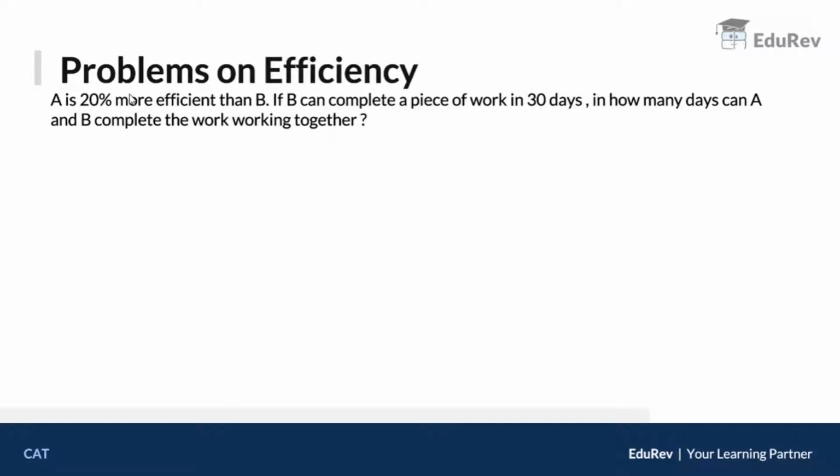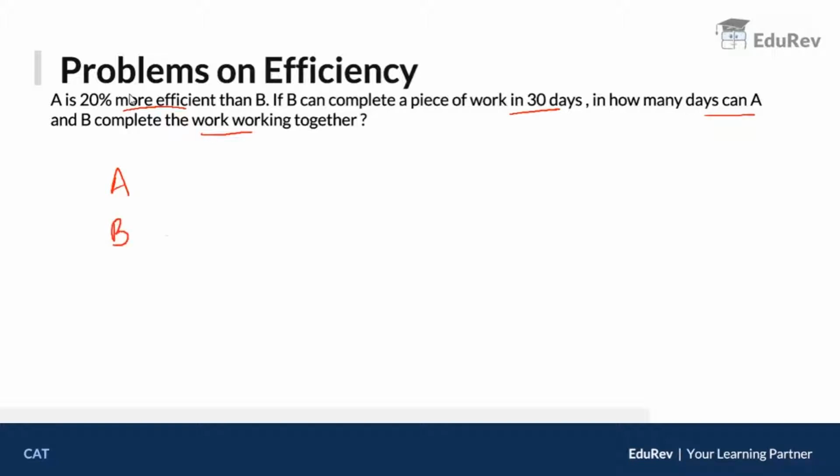A is 20% more efficient than B. If B can complete a piece of work in 30 days, in how many days can A and B complete the work working together? Now, A is 20% more efficient than B.